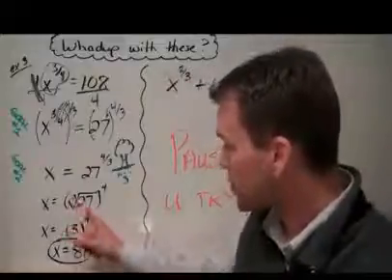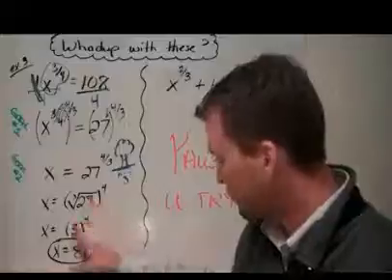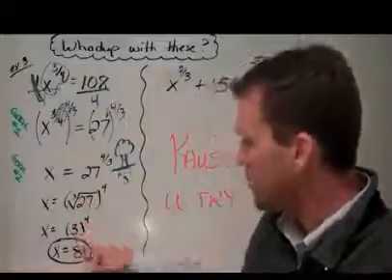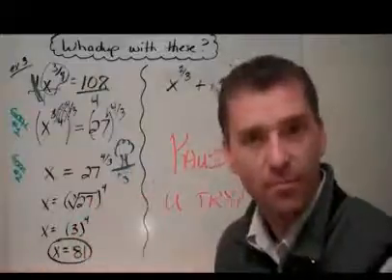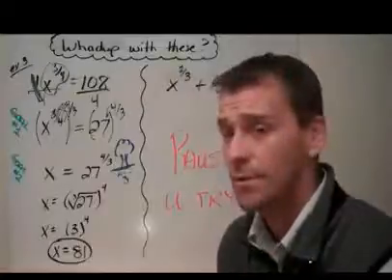Well, that means I can do the cube root of 27. That's just a 3. So 3 to the 4th power is 81. And there you go. A little bit of work involved. I like that one. That's cool.